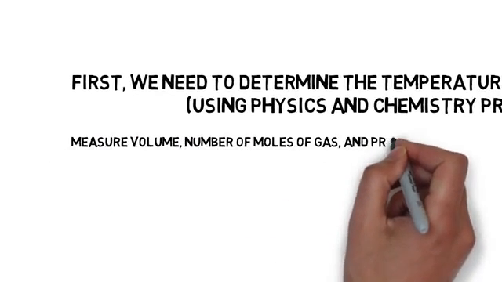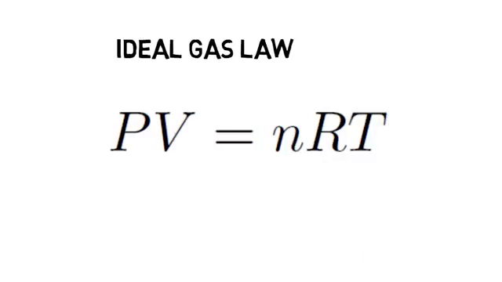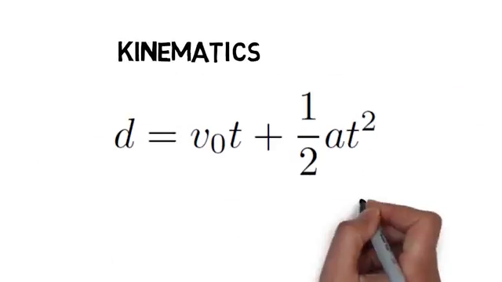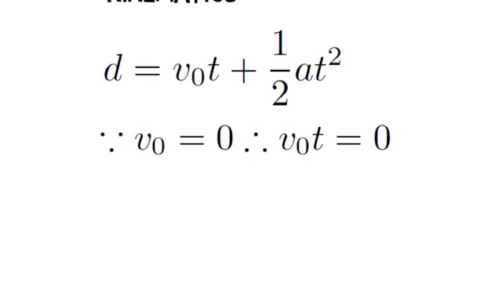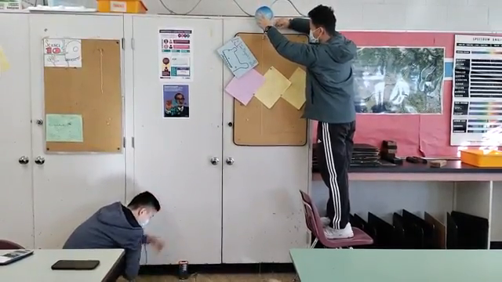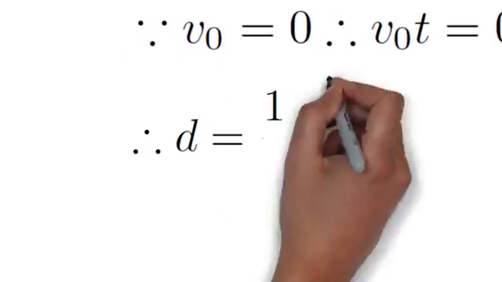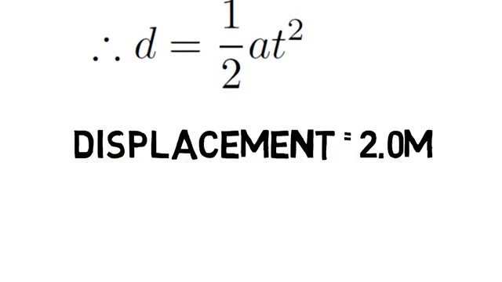and outside the house. By measuring volume, number of moles of gas, and pressure, we can derive temperature using the ideal gas law. To measure length, we made a ruler using kinematics. If we're dropping an object from rest, v naught equals 0. Since we know gravity, we can determine the height from which we dropped an object by timing its descent. We timed the fall using a Phyphox acoustic stopwatch and then found that displacement equals 2 meters.